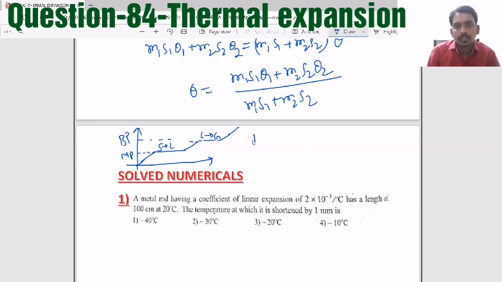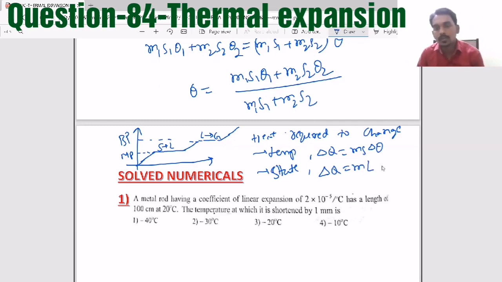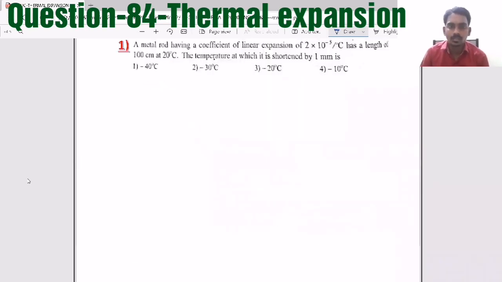And heat required to change, first one, the temperature of the substance, delta Q equal to m s delta theta, and to change the state of the substance at constant temperature, delta Q equal to m L. S is specific heat, L is latent heat. So based on these things they can sometimes ask questions. Now let's see, based on all these things, what kind of questions they'll ask.